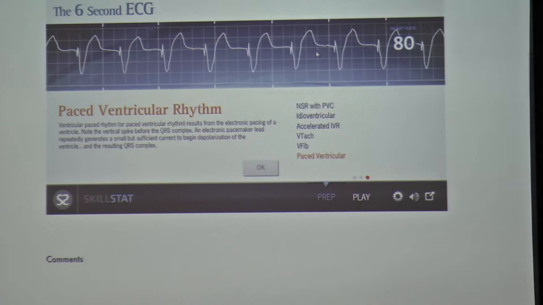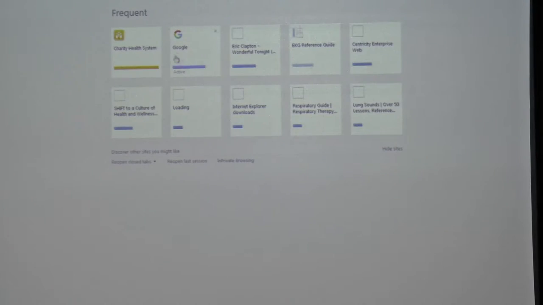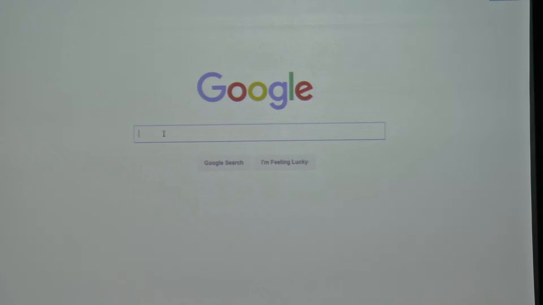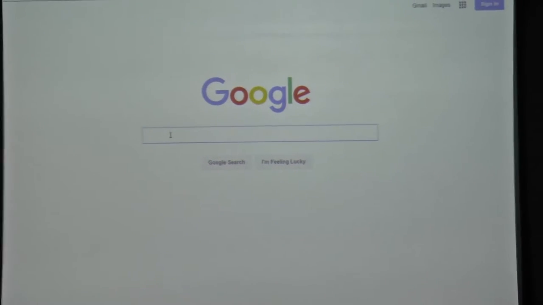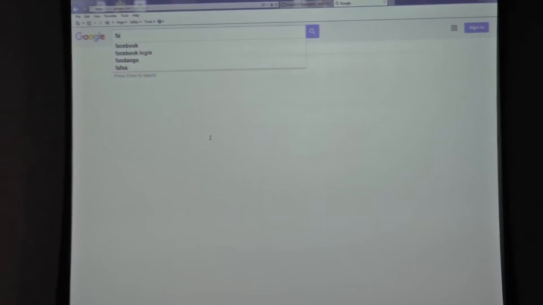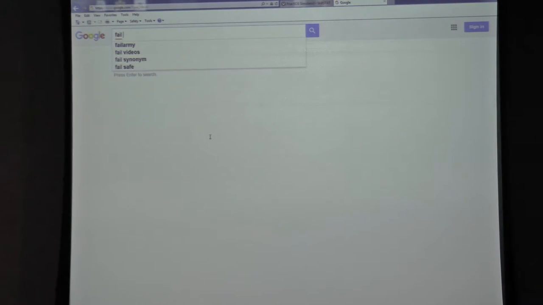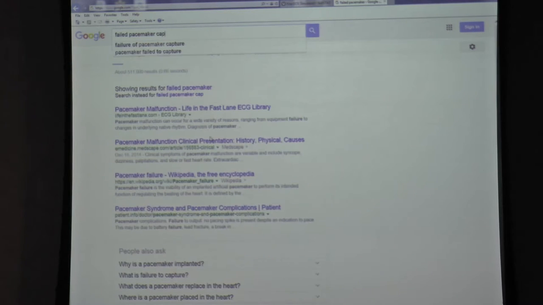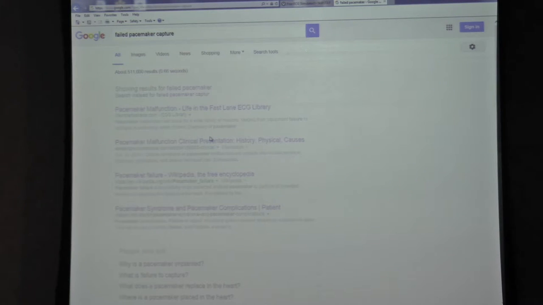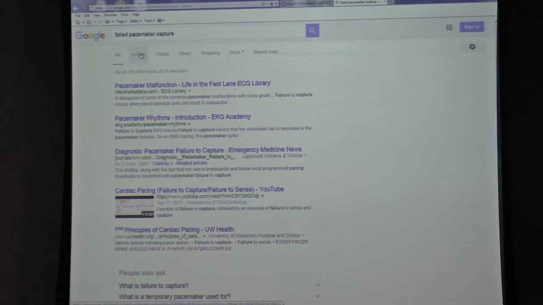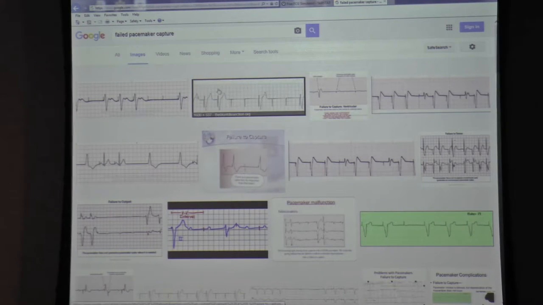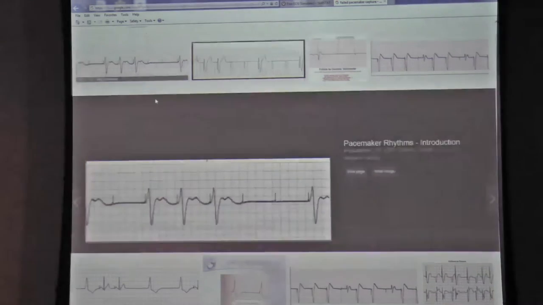What I can't show you, but maybe we could look for a second, is something called failed capture, which is probably more of a reason why we would get called. Am I spelling this right? No. Let's see the best one.